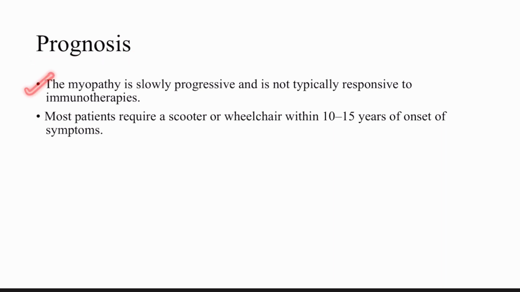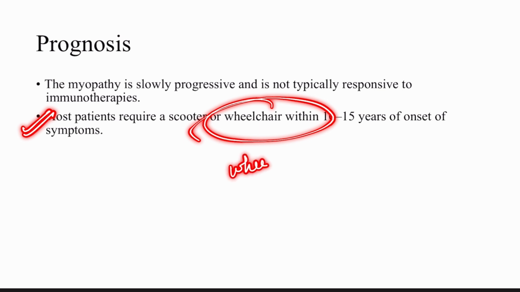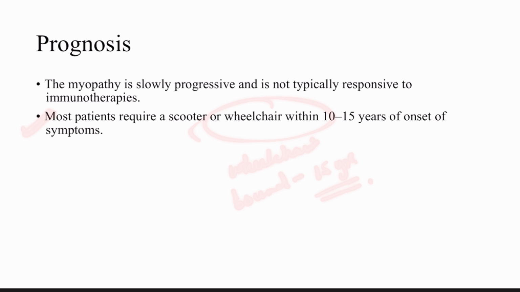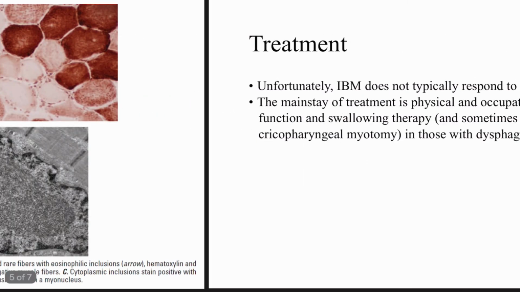Prognosis: slowly progressive, but within 10 to 15 years the patient is totally bedridden or wheelchair bound, by 15 years at most. So this was all about inclusion body myositis. Let us revise it once again.